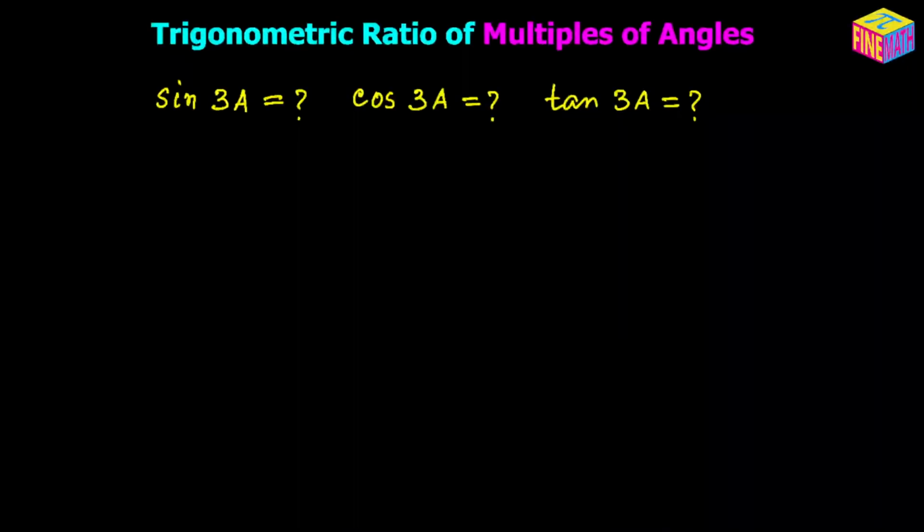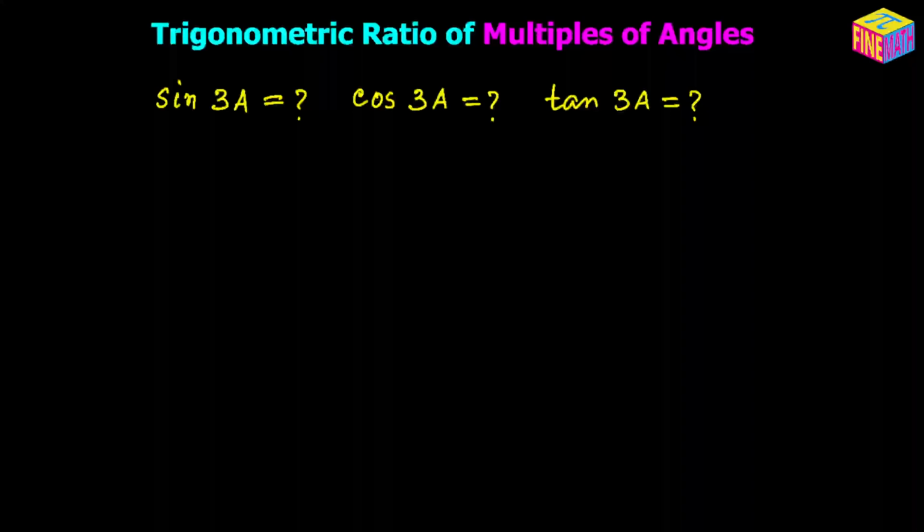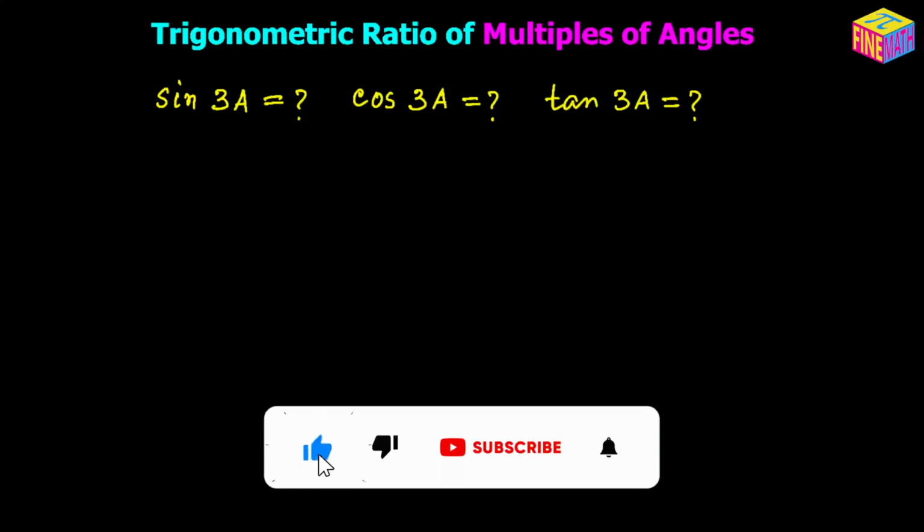Hi everyone. In this video, we are going to derive the sine, cosine and tangent ratio of another multiple of angle, which is 3 times of a. So we will derive what is the value of sine of 3 times of a in terms of the a angle. Similarly, we will also derive the value of cosine of 3 times a in terms of the a angle, and similarly the tangent of 3 times of a, right? So let's get started with the sine of 3 times of a.